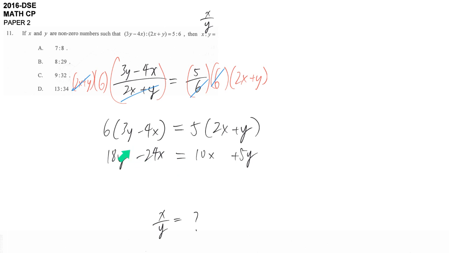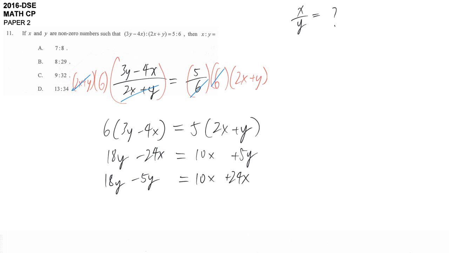So to simplify it, we want to group everything to one side, every similar thing. So 18y, remove that plus 5y, that means both sides minus 5y. For this term, we both sides plus 24x. Therefore, we can combine them, and then it gives us 34x in right hand side and 13y in left hand side. Don't forget our target is to create x over y.